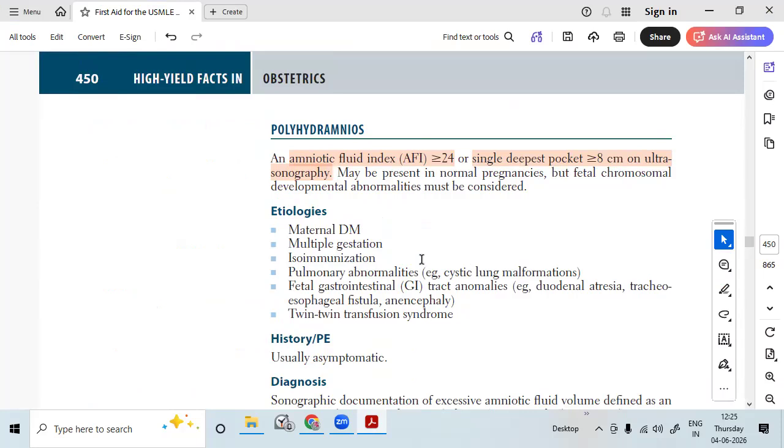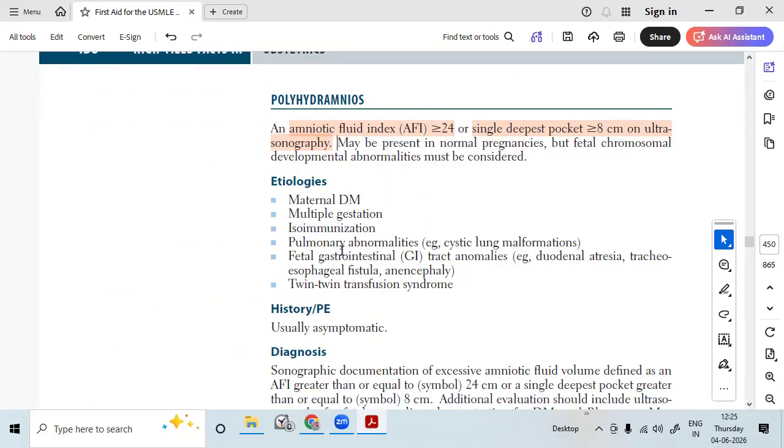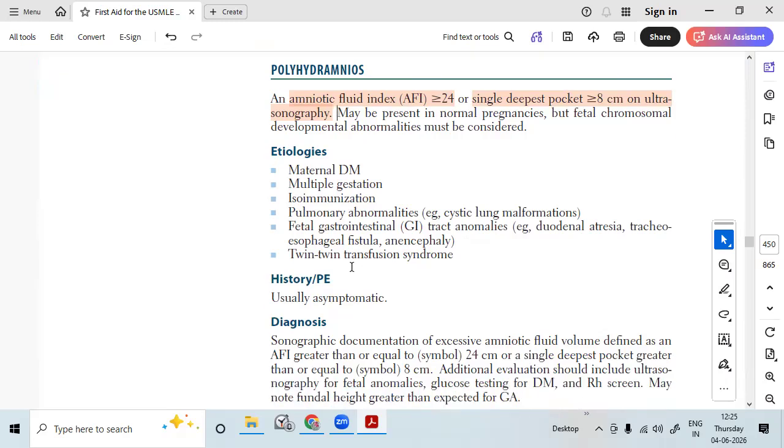Causes include maternal diabetes mellitus, multiple gestation, isoimmunization, pulmonary abnormalities, cystic lung malformation, fetal gastrointestinal tract anomalies, duodenal atresia, tracheoesophageal fistula, and anencephaly. Twin-to-twin transfusion syndromes can also cause polyhydramnios.